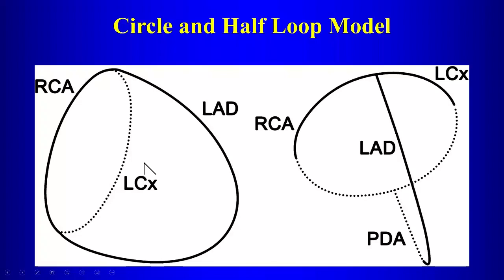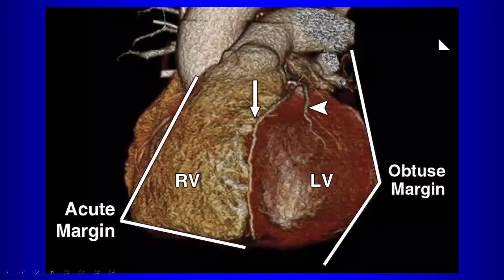And then this is a right anterior oblique projection. So here you would see the LAD in profile going down like that, and then the posterior descending artery would be back here. So this is in the anterior interventricular groove. This is in the posterior interventricular groove. And then the right and left are oriented in that fashion.